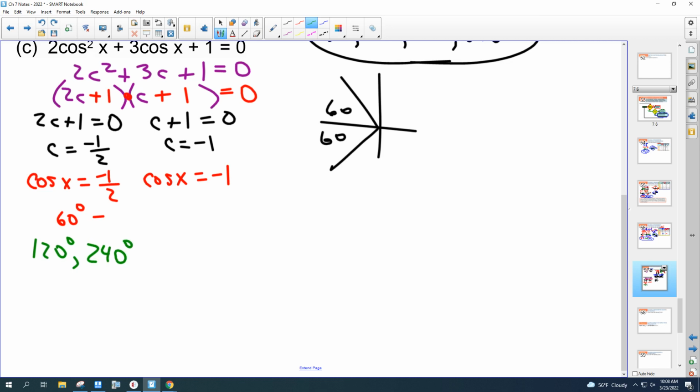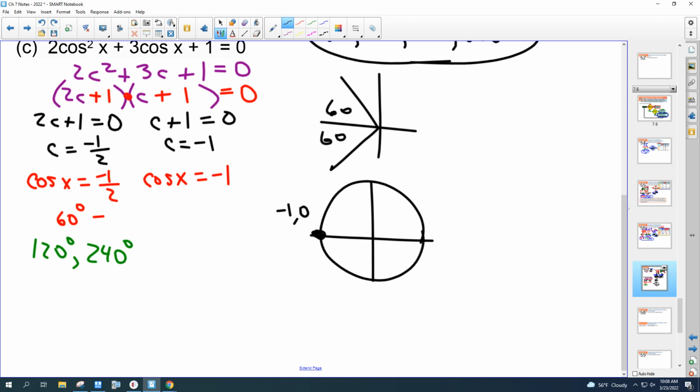Then I've got to do cosine x equals negative 1. I think when you've got ones and zeros, it's a lot easier to think about the unit circle than it is to think about the chart. We're looking at the point where the x coordinate is negative 1. There's only one. It's at 180 degrees. Okay, this angle right here is 180 degrees.